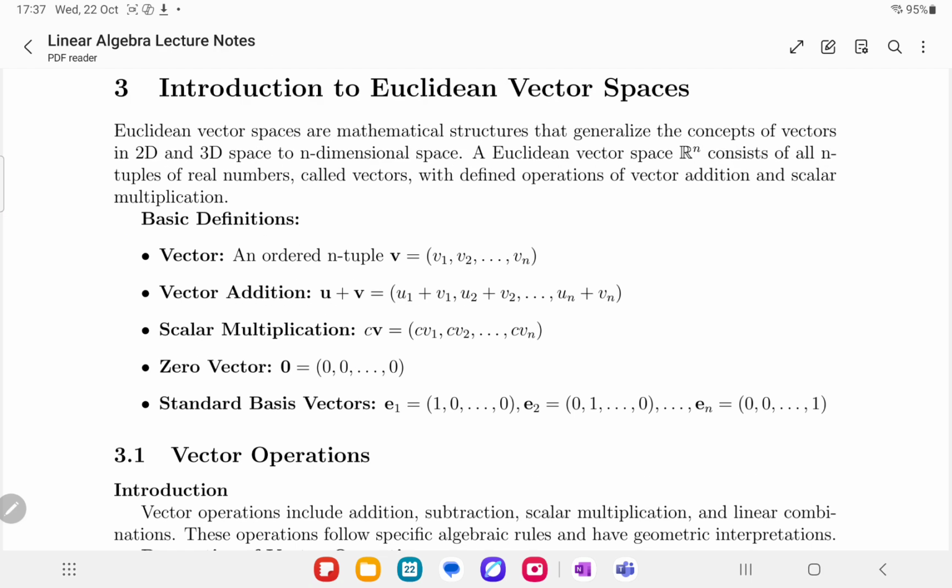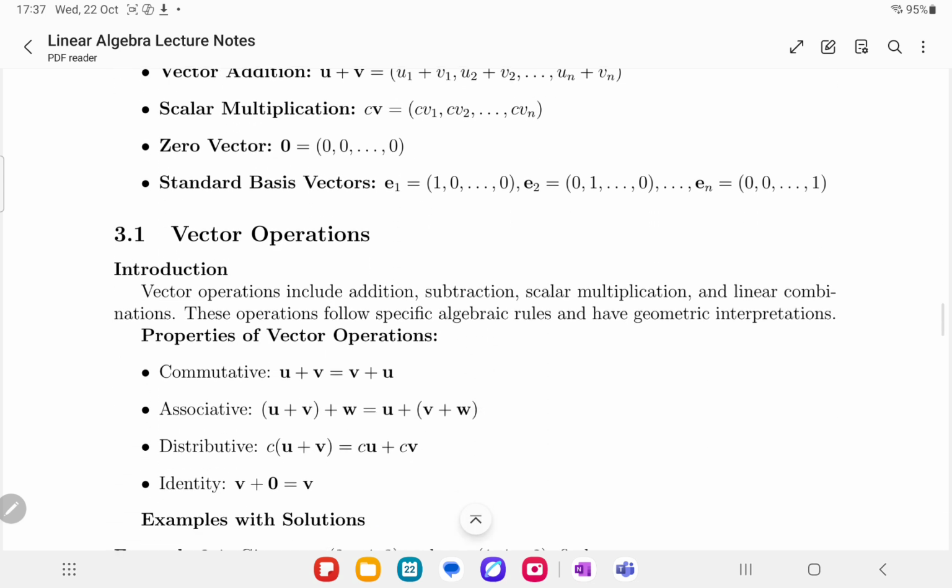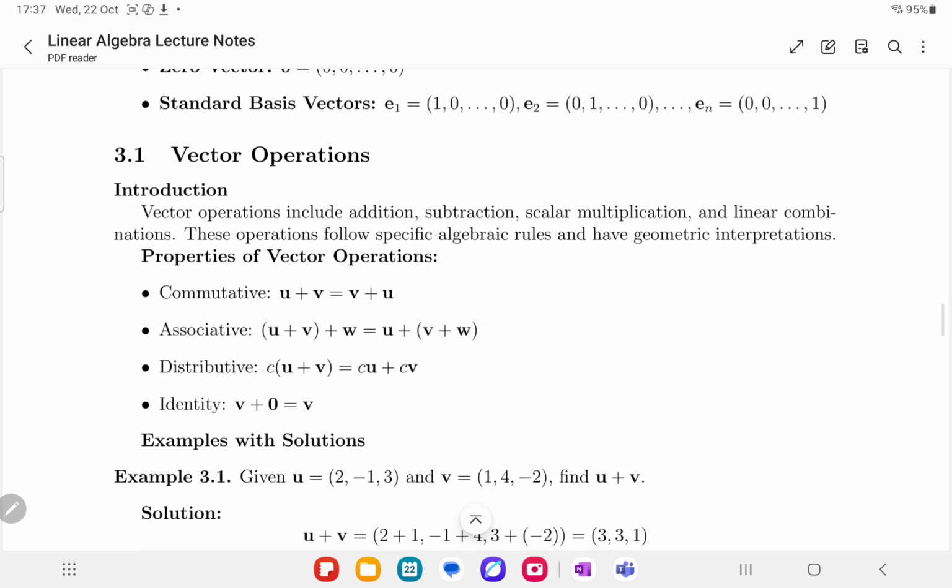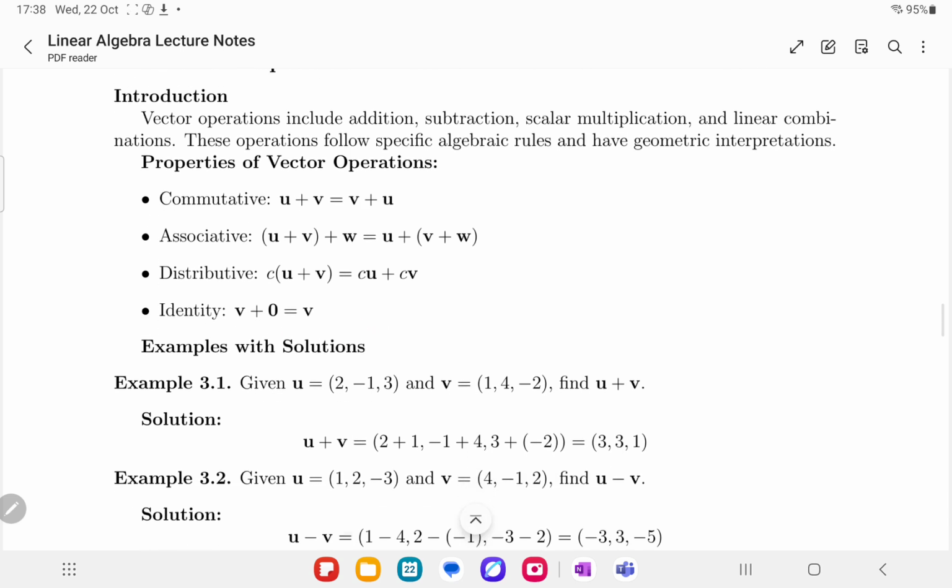Then there is a zero vector as well, and the standard basis I told you already. The properties we have: the commutative property, associative property hold, distributive property holds, and identity properties also hold. When you add 0 with any vector, you will get v.